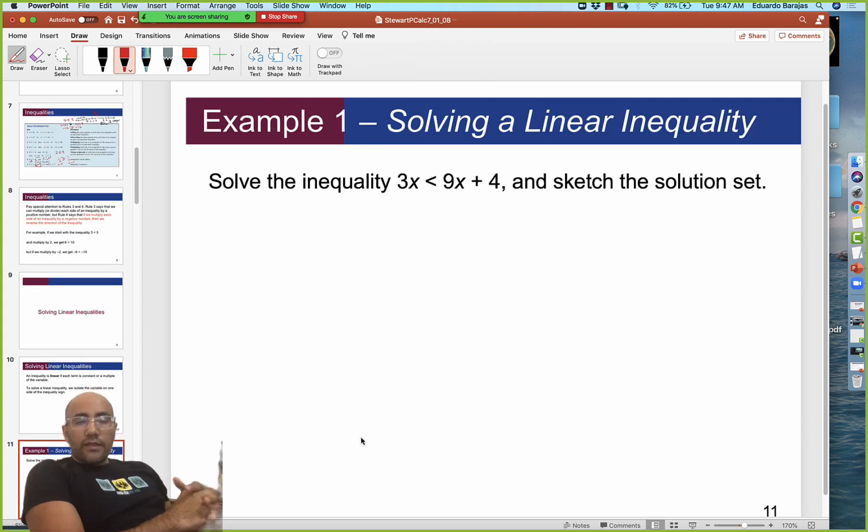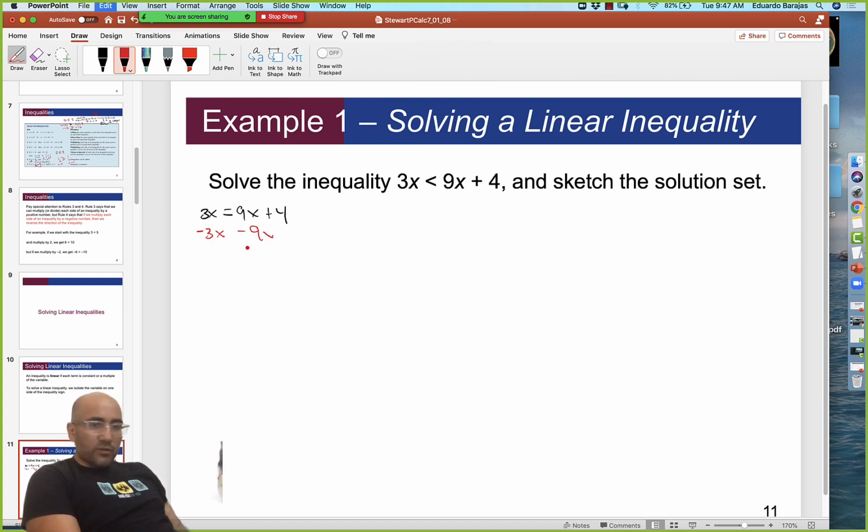Solve this inequality: 3x is strictly less than 9x plus 4. We would approach this in the same manner that we would if we had the equation 3x is equal to 9x plus 4. There's really very little difference. We just have to keep track of that inequality there. So to solve this one, since it's linear, I know that all I have to do is put all the terms that have, well, you know what? Let's do it that way.